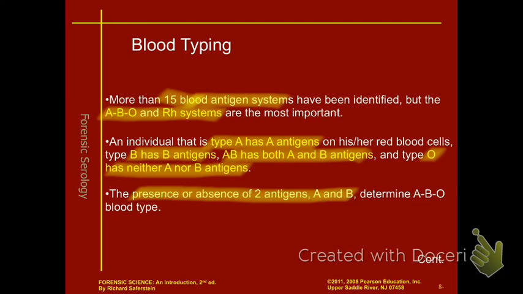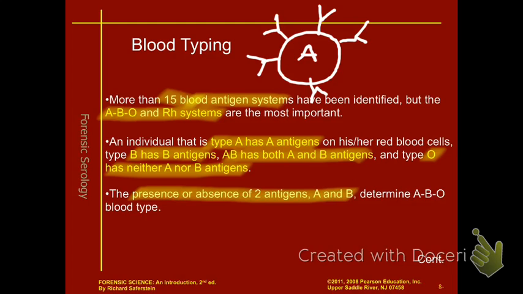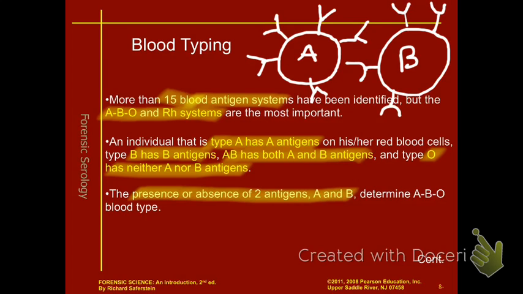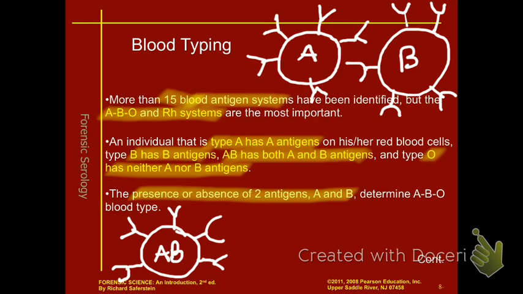So if a person is type A, here would be their red blood cell, and let's say they have these types of antigens, the A antigens, on the surface of the red blood cell. So this is type A. A person who is type B, try and fit this in here, their red blood cell antigens look a little bit different. A person who is type AB has both of those types of antigens on the surface of the cell. And then a person who is type O doesn't have any of them.